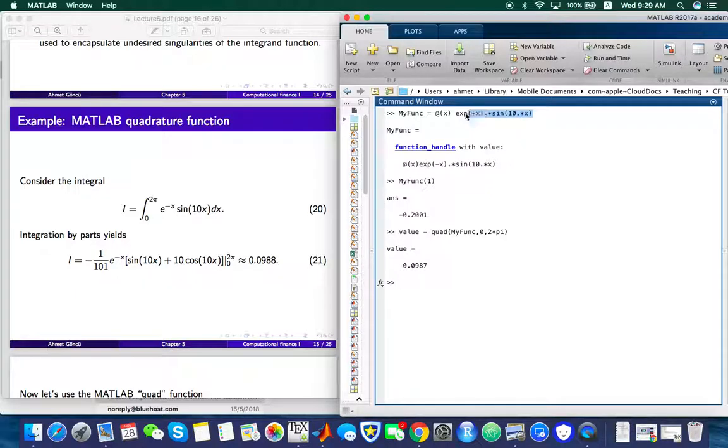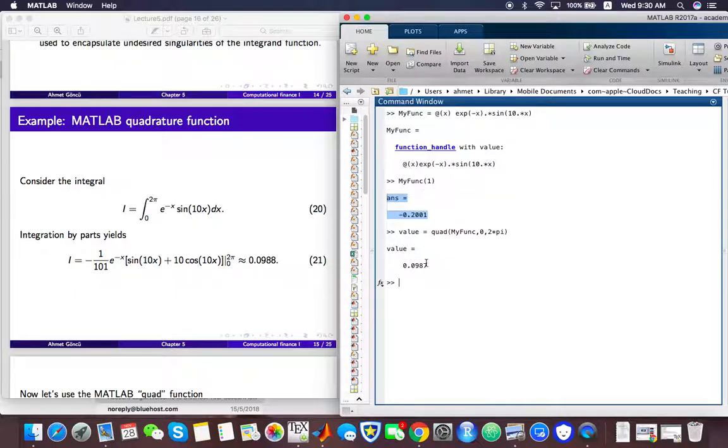Here you can notice that I have defined a function. Suppose this is our integration problem: we are trying to integrate e to the power minus x times sine 10x dx over 0 to 2 pi. First you need to define your function using the @ operator in MATLAB. You can test your function like what I have done here. If I evaluate this at x equals 1, it gives me the answer.